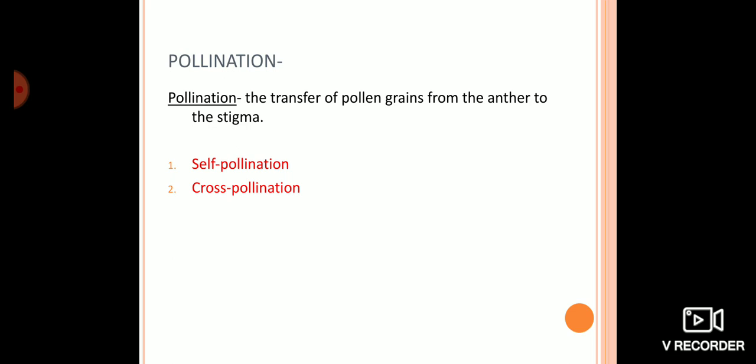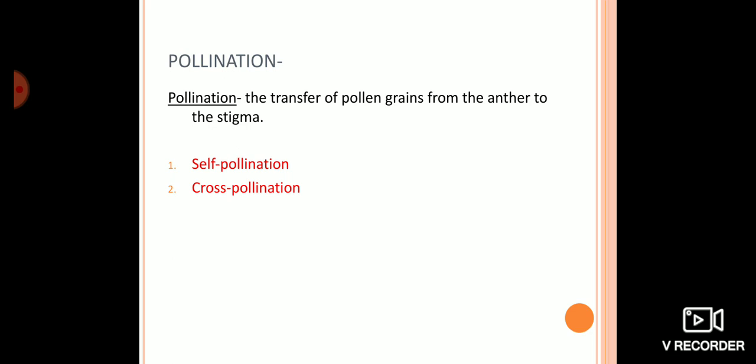Pollination is of two types: self pollination and cross pollination. First is self pollination, when the pollen grains reach the stigma of the same flower or another flower of the same plant. You can see this definition in the textbook on page number 128, so you can understand it clearly.